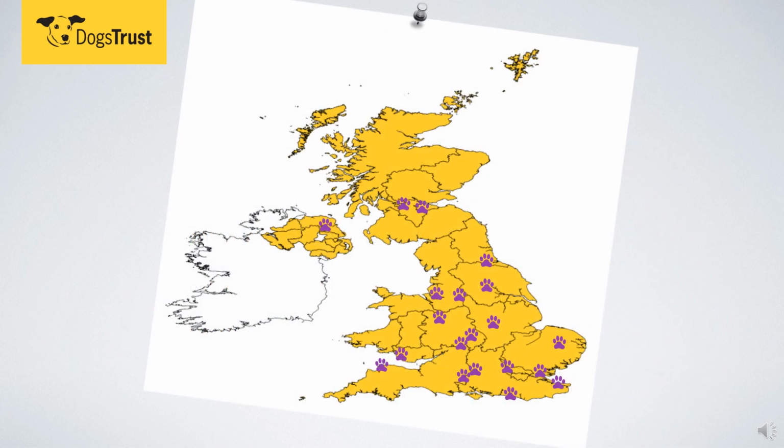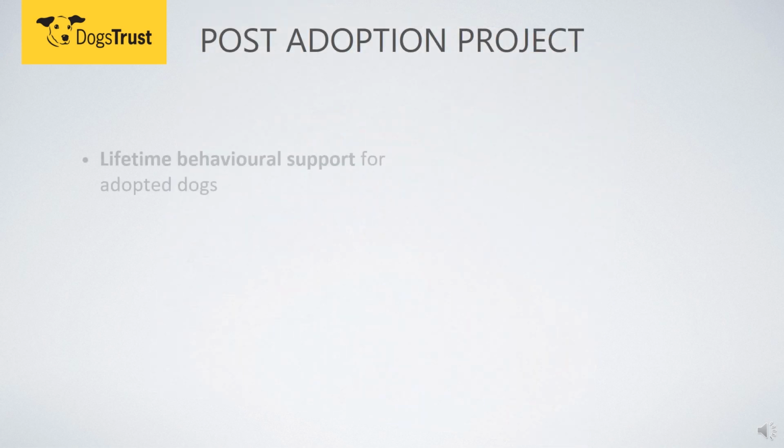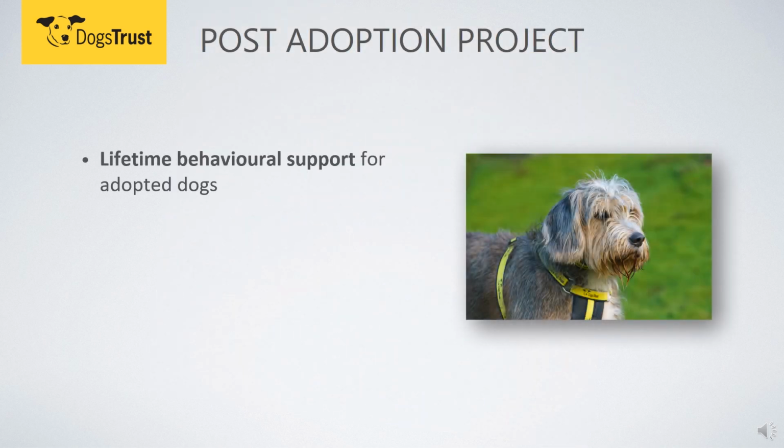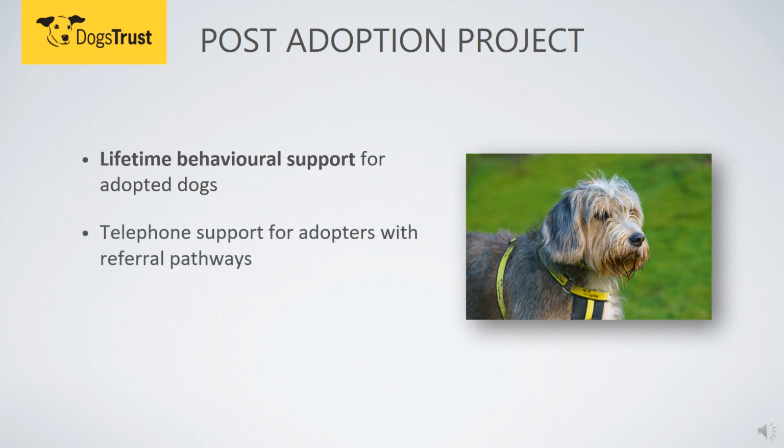Dogs Trust is the largest canine welfare charity in the UK, currently with 20 rehoming centres around the country. The post-adoption project was developed to help improve on our provision of lifetime behaviour support. Previously, we offered a call during the first week of adoption, but after that owners could call us should they need advice. As part of the project, we implemented a more refined telephone support process, whereby we actively follow up with owners at 2 additional time points, making 3 in total.